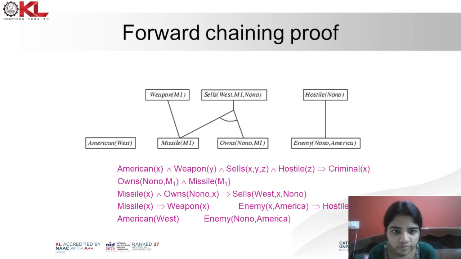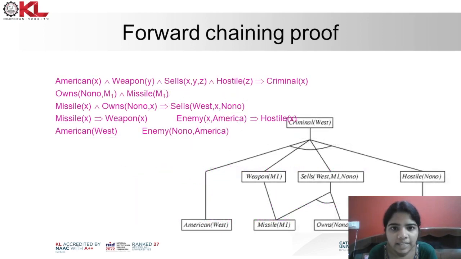And hostile here is enemy, which is NATO. When we look at the next slide, we can see that through this total branching or chaining, we reached from the initial state to the final state, where we considered Colonel West the criminal, as he sells the weapons or missiles to the opposition, which is NATO, a different country. So here we consider Colonel West as the criminal.